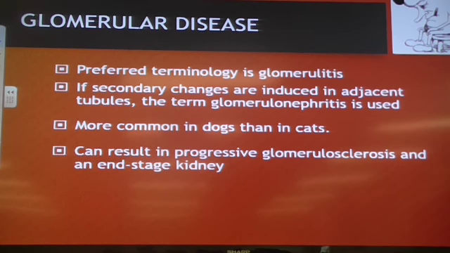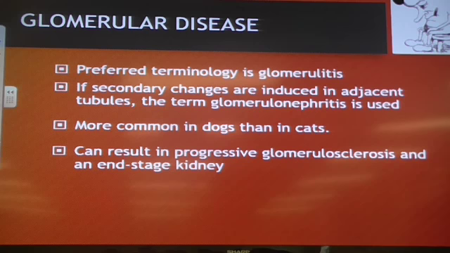So we looked at some of the anomalies, that aplasia, hypoplasia, and polycystic kidney disease and renal cysts. Now we'll look briefly at some glomerular diseases. In most cases, we don't say glomerulitis. We usually say glomerulonephritis because if the glomeruli are affected, most likely other parts of the kidneys are affected. We see it more in our small animals such as dogs and cats, and it can progress to sclerosis and end-stage kidney disease. So what is glomerulosclerosis?